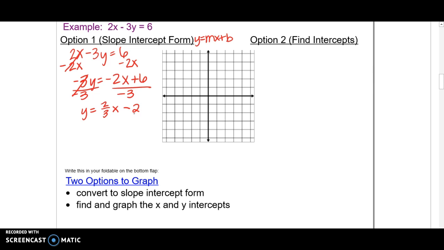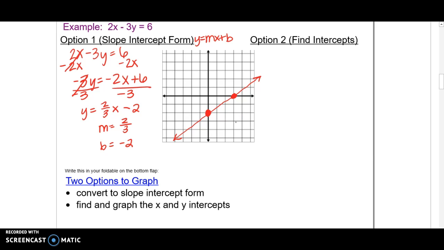So here we should know how to graph this by now. We would take our slope, which is 2/3, and our y-intercept, which is negative 2, and we would use that to graph. So as a reminder, we would look at our y-intercept, which is negative 2. We'd plot that on our graph. This is our y-axis. We plot at negative 2. And then our slope tells us we go up 2, right 3. So there's another point. Now we could draw a line through that.